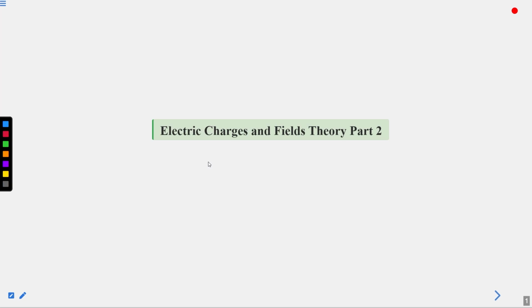Hello students, in today's lecture we are going to learn about electric charges and fields, and this is theory part 2. In the previous lecture we studied Coulomb's law for two charges. In this lecture we will extend our understanding to systems with multiple charges. We will learn how to calculate electric field due to multiple charges, and also we will learn the concept of electric flux.